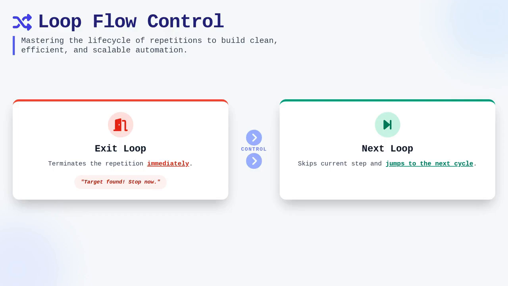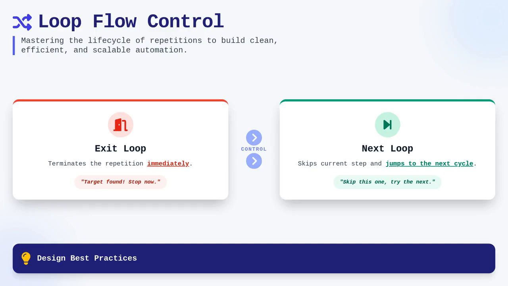Conversely, the next loop action directs the execution engine to skip the remainder of the current iteration and jump straight to the beginning of the next cycle. Knowing when to use these is essential for writing clean, readable, and efficient automation designs. Overusing these controls can obscure your logic, so try to keep the business rules clear and the nesting as shallow as possible to maintain readability for others on your team.